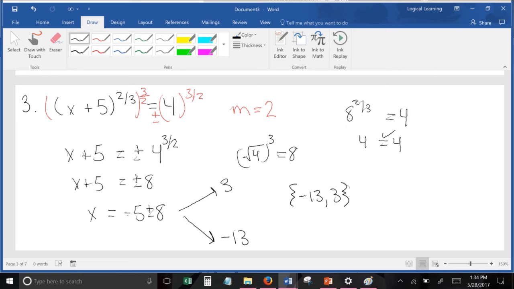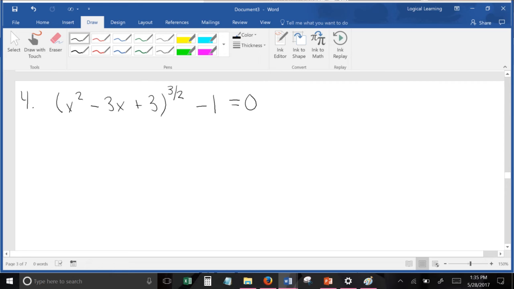If we put in -13, well, we have -13 plus 5. And that's going to give us negative 8. So we'll have negative 8 to the 2/3. And we want to know, does that equal 4? Well, if we think about just taking negative 8 squared, that'll give us 64, and we'll have the cubed root of 64. And that, of course, is equal to 4. So we can see that both of our solutions are valid for the given equation and are in fact solutions.